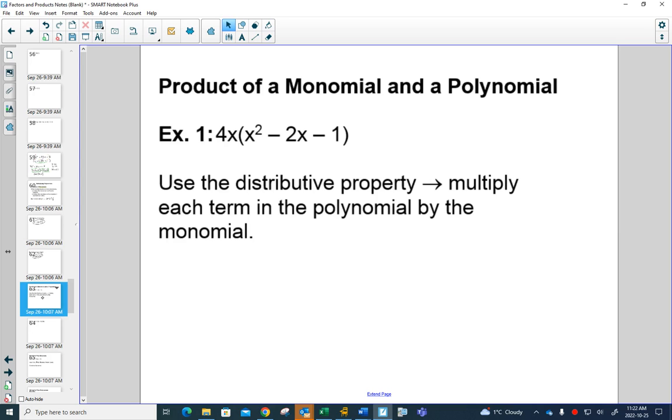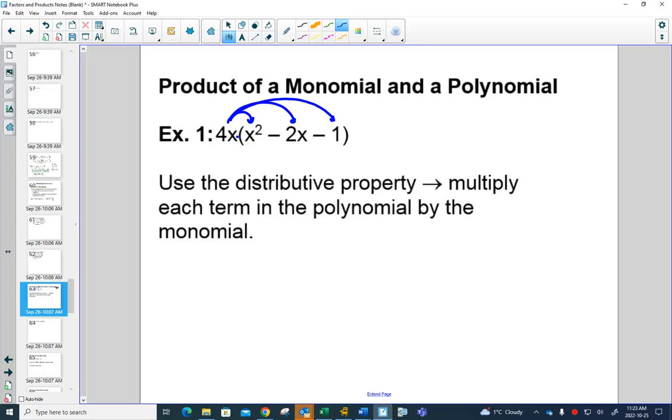And now, if you have a product of a monomial and a polynomial, this is where we've distributed, and we've done this with FOIL, but with one thing out in front. This is the distributive property. So if you have one number out in front of brackets, then it gets multiplied to each term inside.